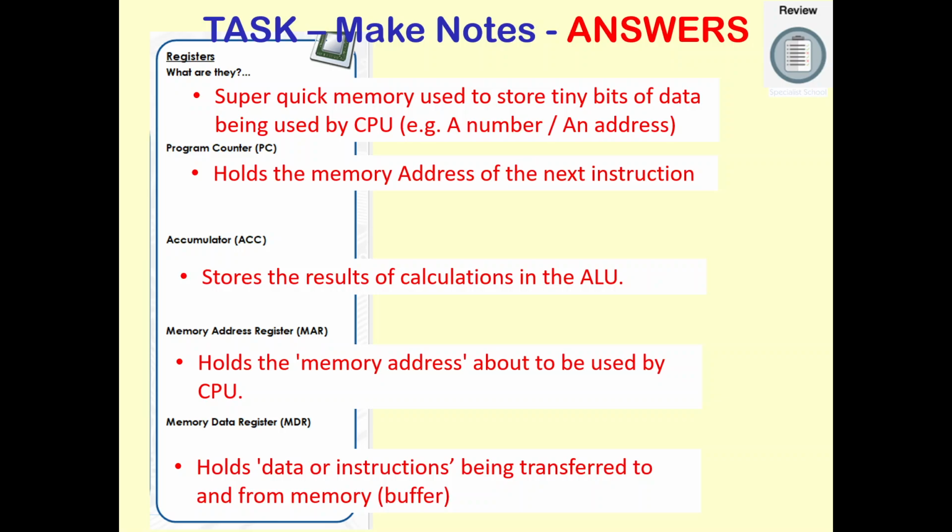Okay, checking on your sheet, filling in the gaps. What are registers? Super quick memory, store tiny bits of data. Program counter holds the memory address of the next instruction. Accumulator stores the results of any calculations in the ALU. Memory address register holds the memory address about to be used. And memory data register holds data or instructions being transferred to and from memory. Checking your answers before finishing the sheet.